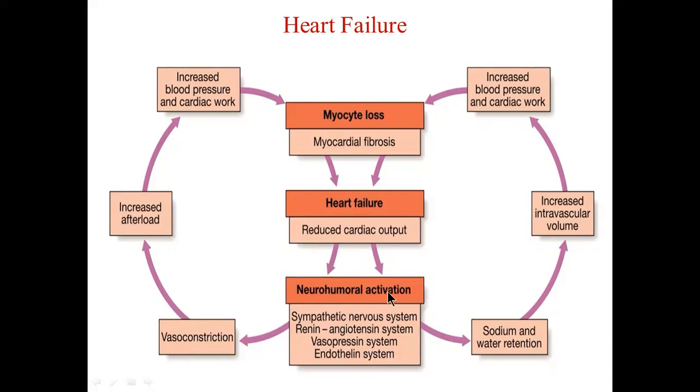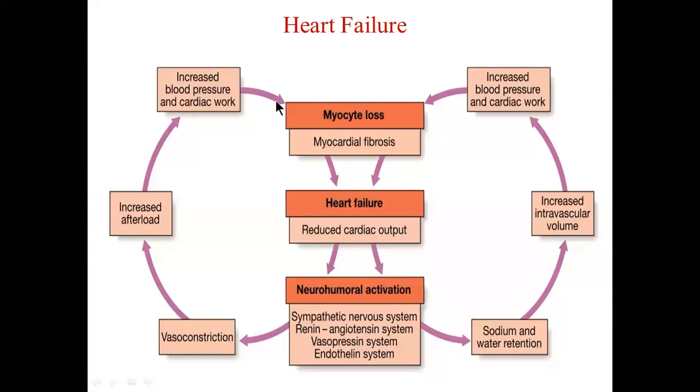So among the hormones which are included in the neurohumoral mechanisms, we have hormones that act like vasoconstrictors, like angiotensin 2, and like vasopressin, and like endothelin. And we have hormones that lead to water retention, like aldosterone and like vasopressin as well.